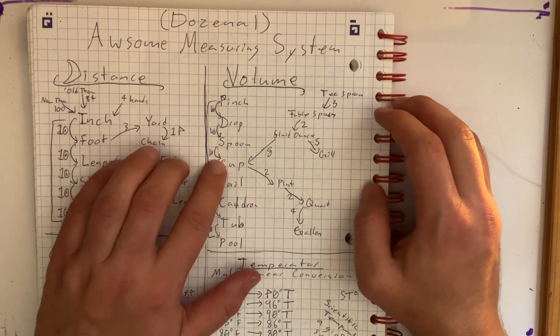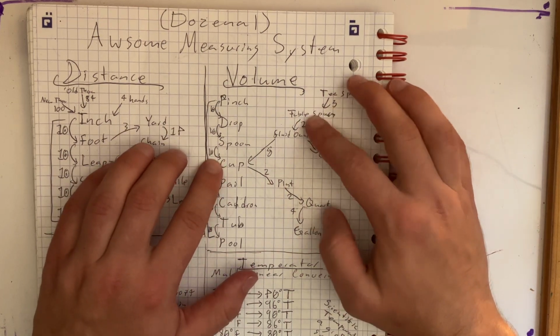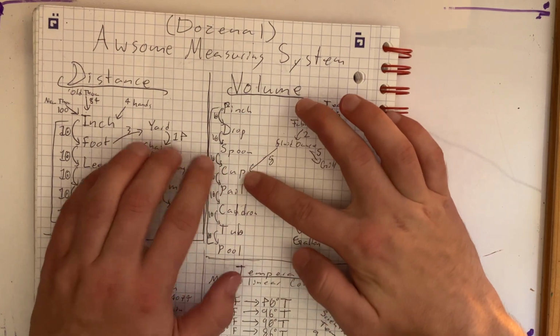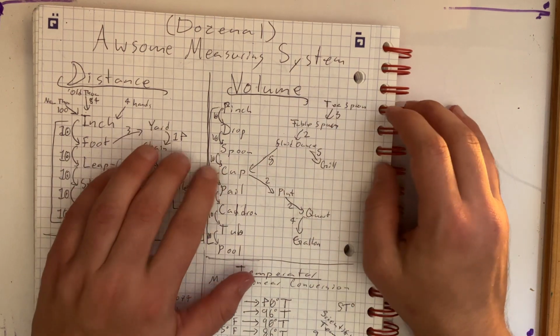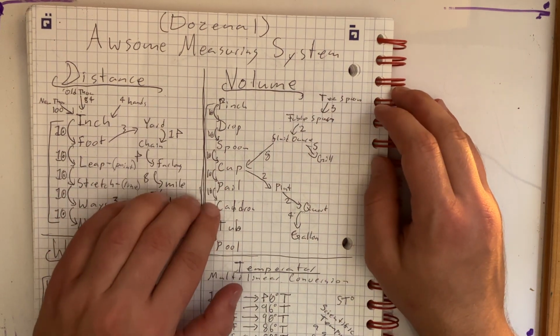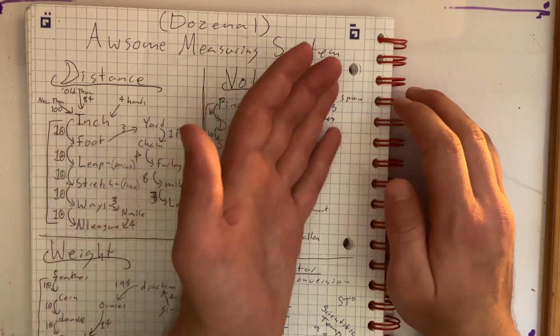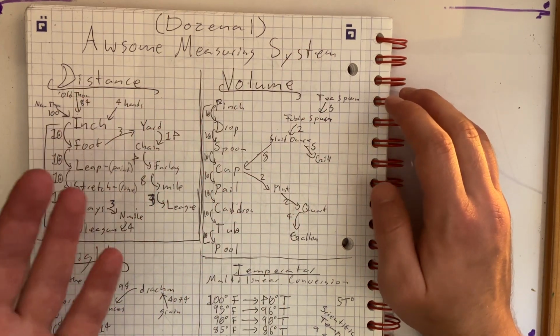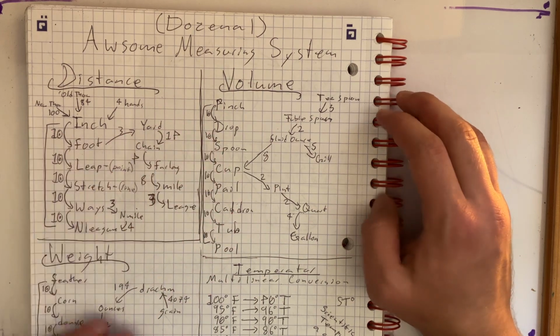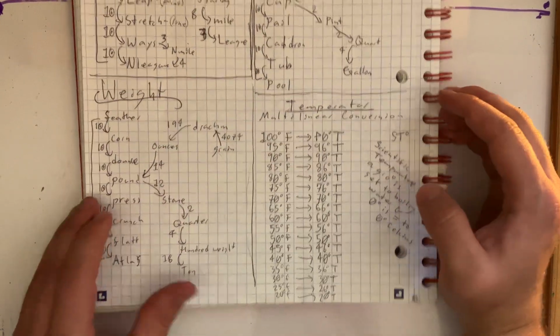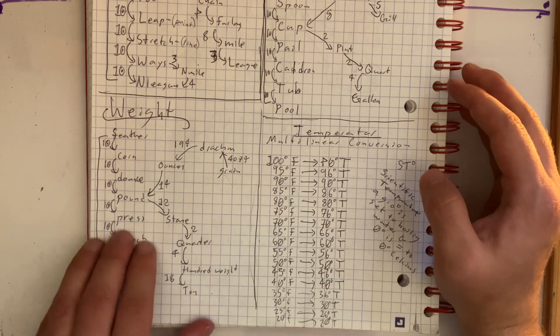12 spoons in a cup. So whereas there are 14 tablespoons in a cup, there are 12 spoons in a cup, 12 cups in a pail, 12 pails in a cauldron, 12 cauldrons in a tub, 12 tubs in a pool. And if you want to still use tablespoons, teaspoons, pints, quarts, and gallons, you can still use them. They're not going anywhere. They're still there for you.